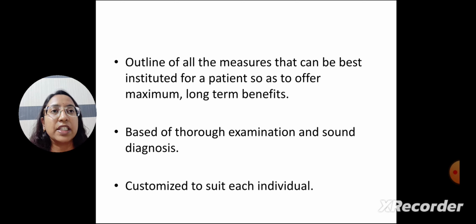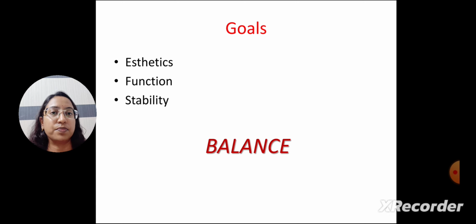So, how are we arriving at this treatment plan? Based on the examination and diagnosis. Once we take the patient's chief complaint, we examine them intraorally and extraorally. We get information on what kind of deviation there is from normal. That is the malocclusion. That gives us the diagnosis. Based on the diagnosis, we give a customized treatment plan to each individual.